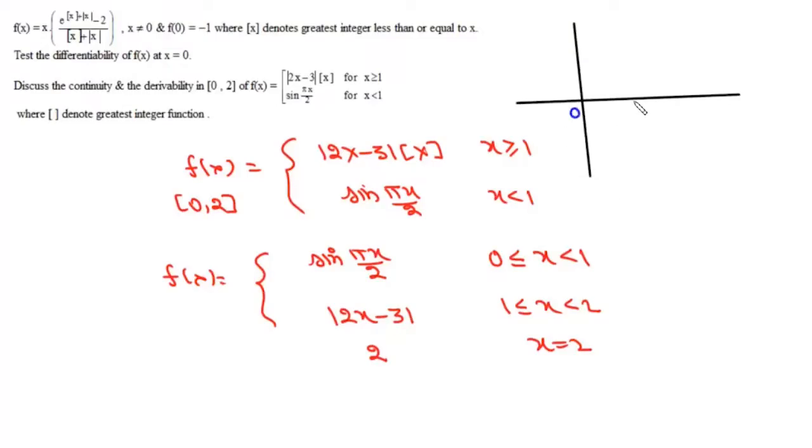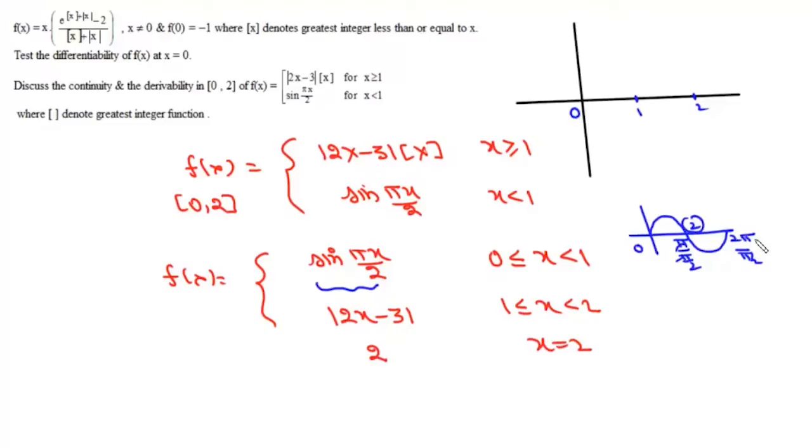This is 0, 1 and 2. Now first we'll draw the graph of sin(πx/2). For this, we just have to draw the graph of sin x. So it is 0, this is π, this is 2π, and we have to divide everything by π/2.